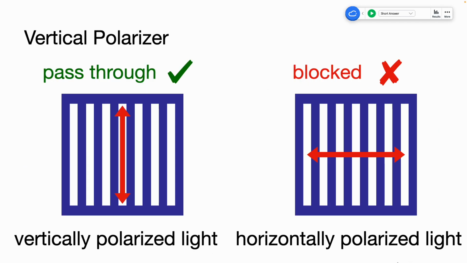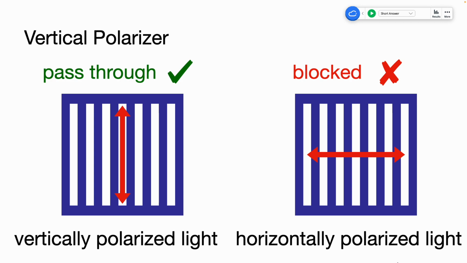A polarizer can be placed vertically or horizontally. The polarization of light can also be vertical or horizontal. When you have a vertical polarizer and your light is vertical, then it can pass through, no problem. But if you have horizontally polarized light, the electron on this polarizer cannot move left and right. So the electric field of this light cannot pass through, therefore the light will get blocked because of the polarization.